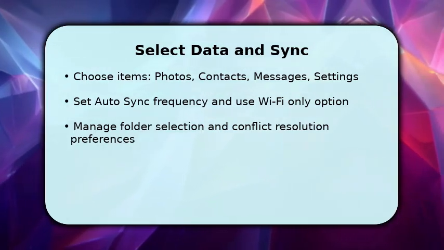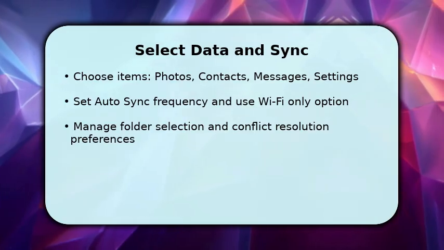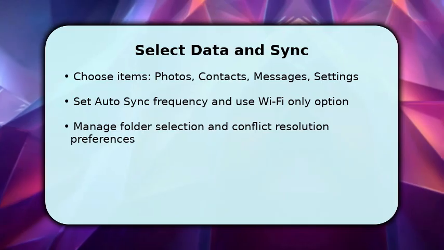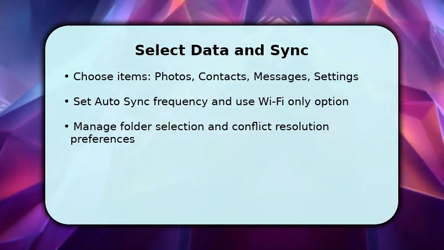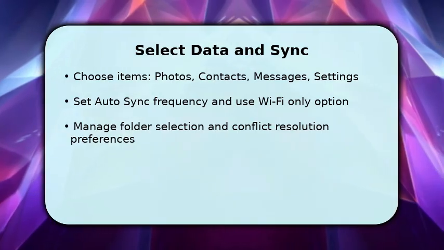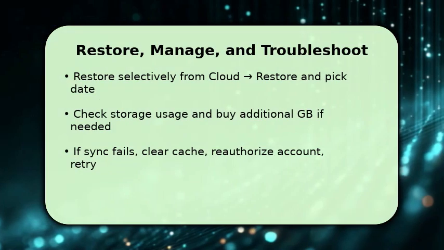Once you enable categories, make sure to set auto sync frequency and enable Wi-Fi only if you want to save mobile data. If duplicates or conflicts appear, pick the preferred source. That prevents unintended overwrites. You finish by testing a restore so you know the process.